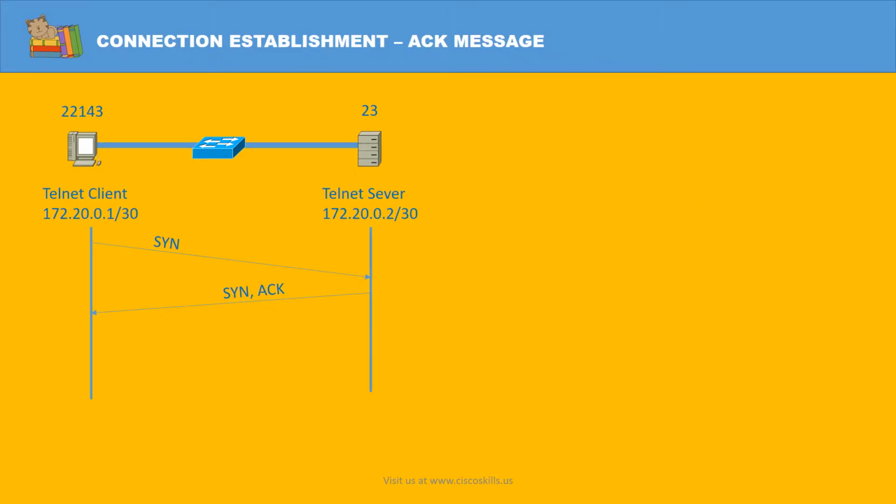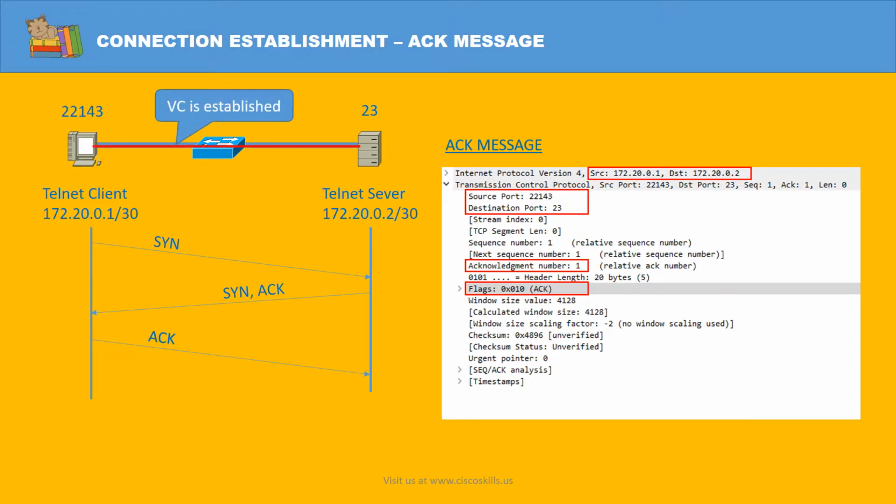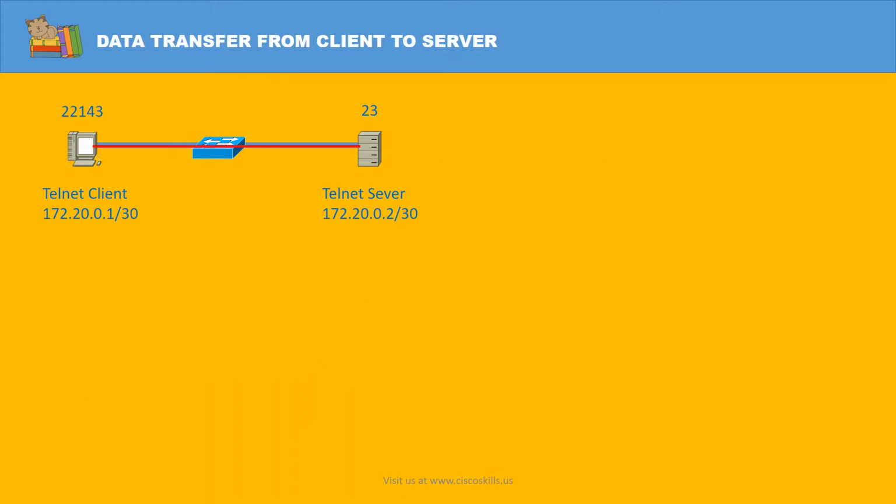After receiving the send ACK message from the server, the client responded with the ACK message. Let's look into the ACK message in detail. This is the ACK message. It is sent from the Telnet client to the server. It acknowledged that it had received the send ACK message from the server and expected the next data message with sequence number 1. The virtual circuit is now established, which allows the data to transfer.